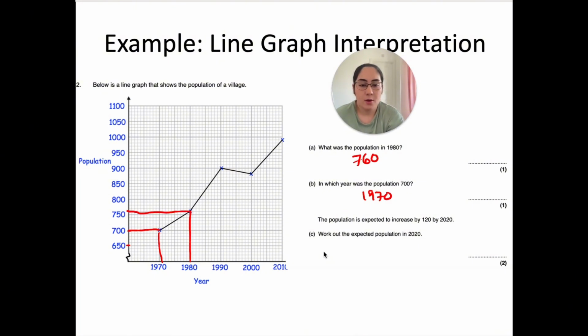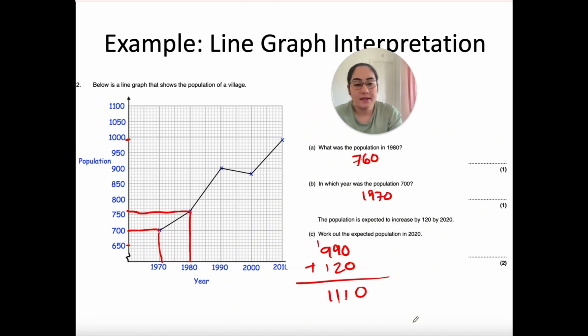Now, the third part of the question says the population is expected to increase by 120 by 2020. Work out the expected population in 2020. Okay, so that means we look at the last population that's given to us on this graph, and we can see that it's right here. So it's 990. If it's expected to increase by 120, we just add the 120 to this. 0 plus 0 is 0, 9 plus 2 is 11, carry the 1 over, 9 plus 1 is 10, plus 1 is 11. So in 2020, we expect the population to increase to 1,110.